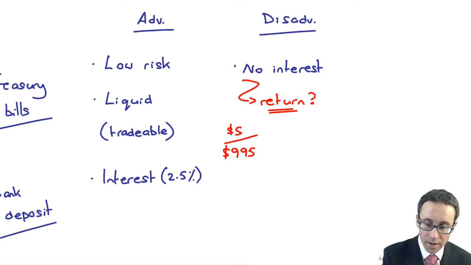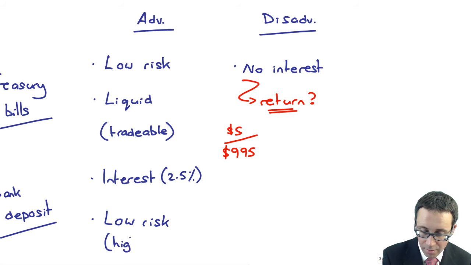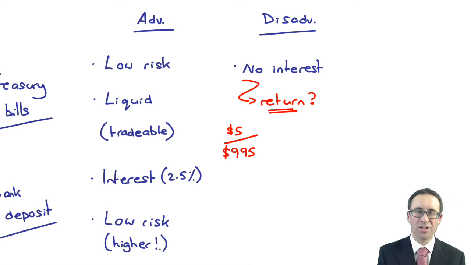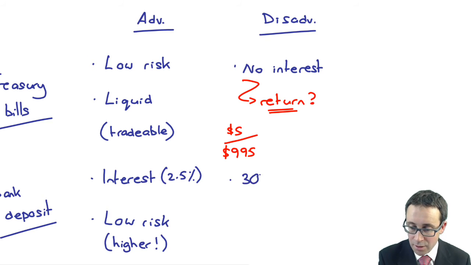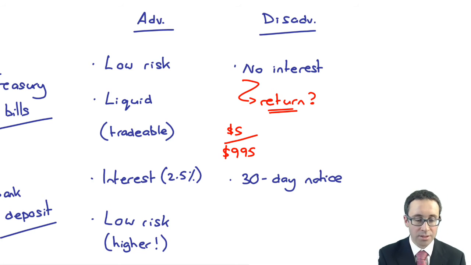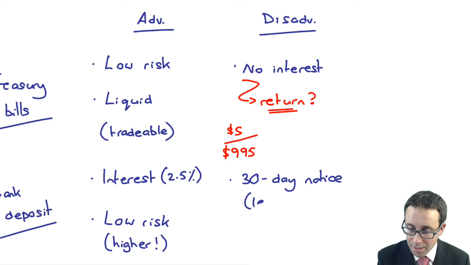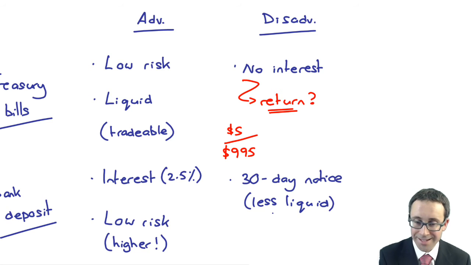What you've also got as well with regards to the bank deposit, it's with a bank, so again it is low risk, although I would caveat that by saying it is ever so slightly higher, okay, than your treasury bills. And the disadvantage of your bank deposit is that you have to have 30-day notice. So 30-day notice means that it is less liquid, isn't it?